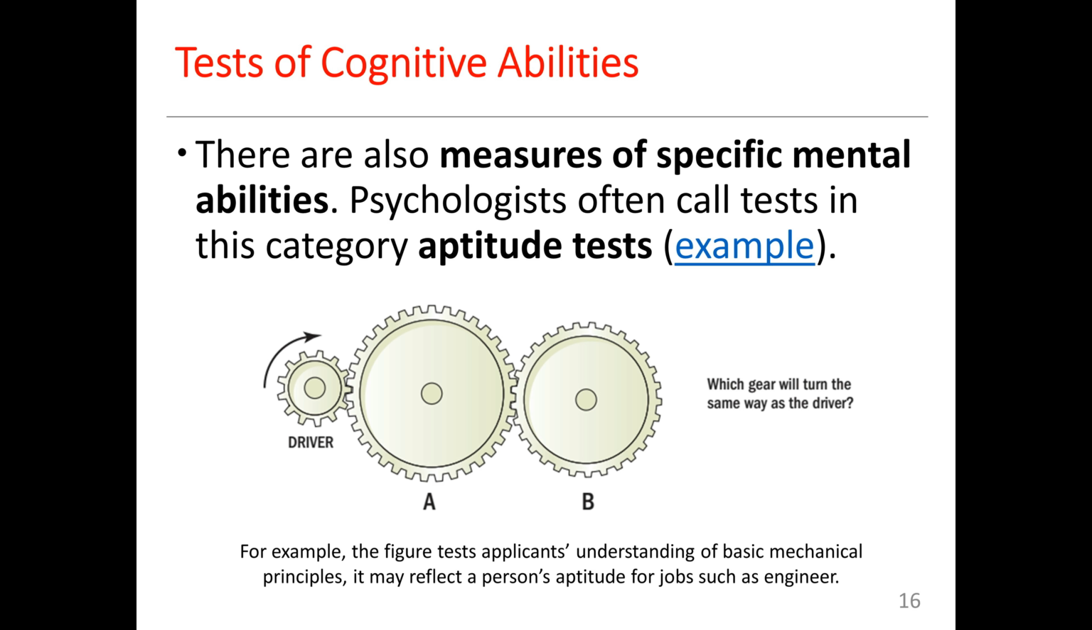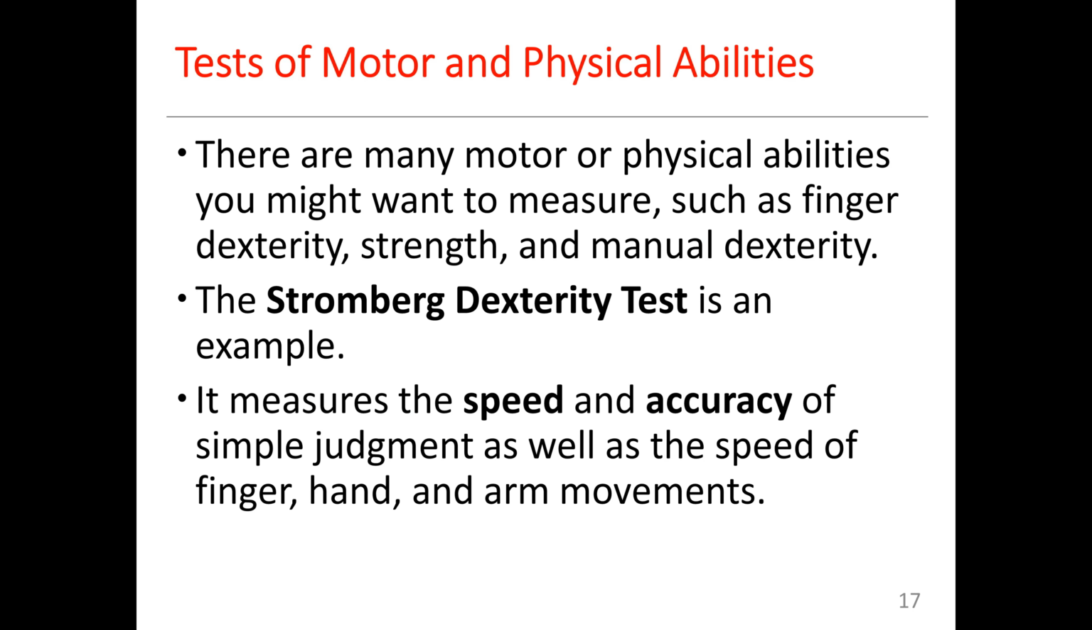There are also measures of specific mental abilities. Psychologists often call tests in this category aptitude tests. For example, the figure tests applicants' understanding of basic mechanical principles. It may reflect a person's aptitude for jobs such as engineer. Tests of motor and physical abilities. There are many motor or physical abilities you might want to measure, such as finger dexterity, strength, and manual dexterity.